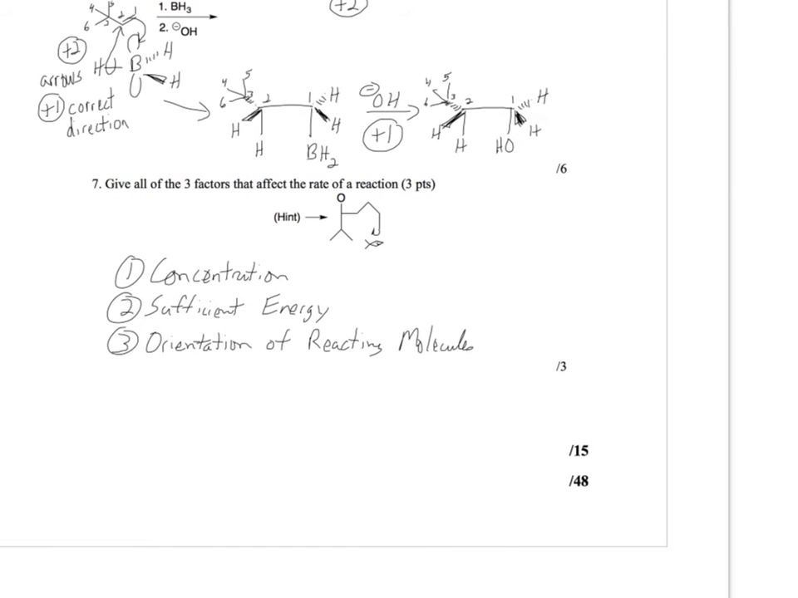Give 3 factors that affect the rate. Of course, here's our fishing example. You need to have a lot of fish, so concentration affects the rate. You need to have sufficient energy. The fish need to run into that hook.